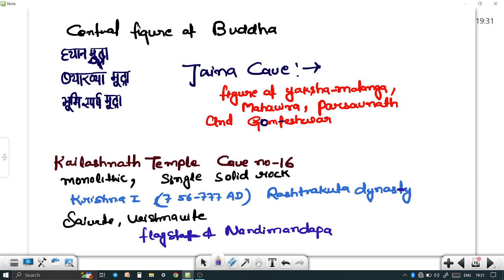And then the Kailasnath temple of cave number 16, which is a monolithic structure carved out of a single solid rock. This temple is said to represent Kailash, the abode of Lord Shiva, and it was built by Krishna I of the Rashtrakuta dynasty. The temple is two-storied. The lower story has life-size elephants carved, which look like they are holding up the temple on their backs. The temple exterior has images of Shaivite and Vaishnavite deities, and the courtyard has two huge pillars with the flagstaff and Nandi Mandapa.